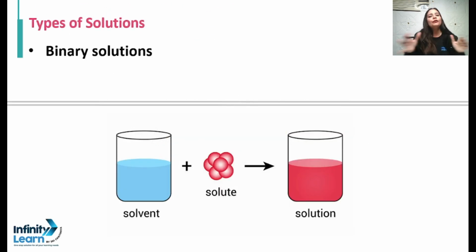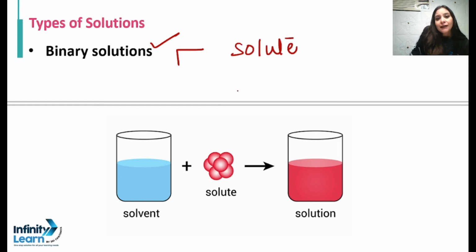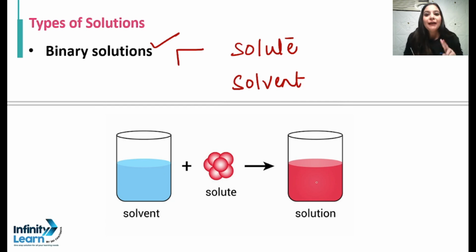So we have different sorts of solutions depending upon how many components we are mixing. We can mix 2 components, 3 components, 4 substances, or many substances together to form a mixture. But the commonly formed solutions are binary solutions. Binary solutions are those formed by mixing 2 components. One component is called the solute and the other is the solvent.